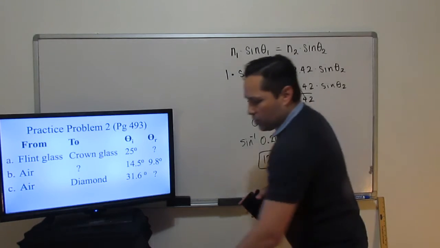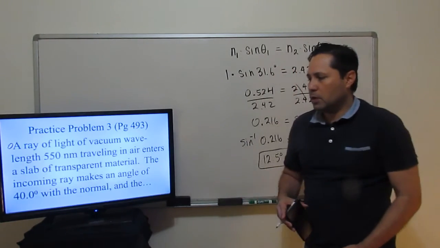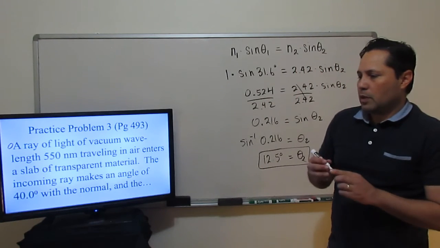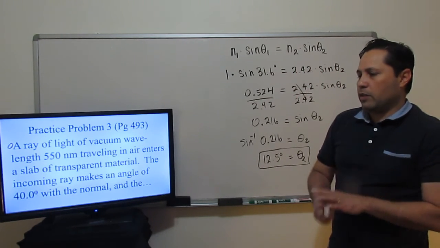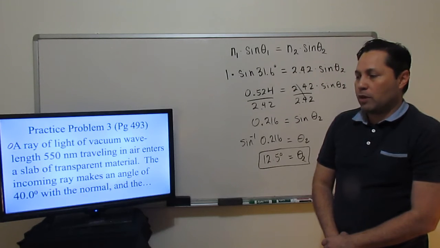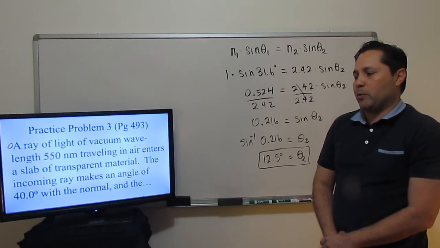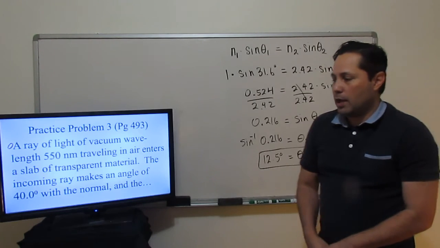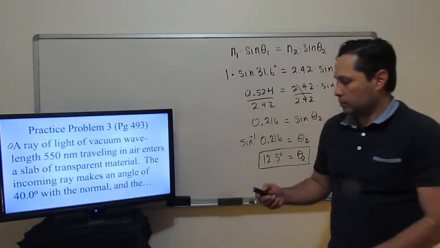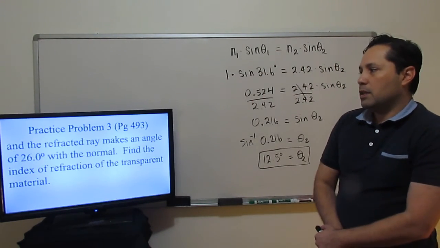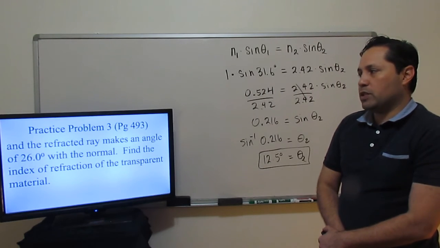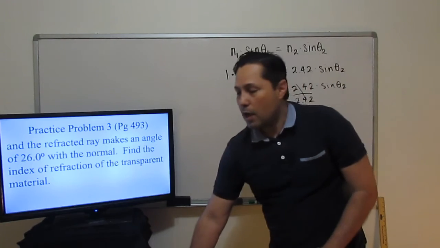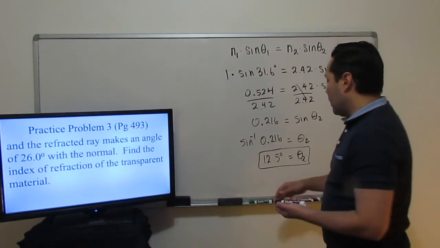There's one more practice problem. We'll tackle this one. It says, a ray of light of a vacuum wavelength 552 nanometers, traveling in air, enters a slab of transparent material. The incoming ray makes an angle of 40 degrees with the normal, and the refracted ray makes an angle of 26 degrees from the normal. Find the index of refraction of transparent material. Alright, in this case again you're solving for N2.